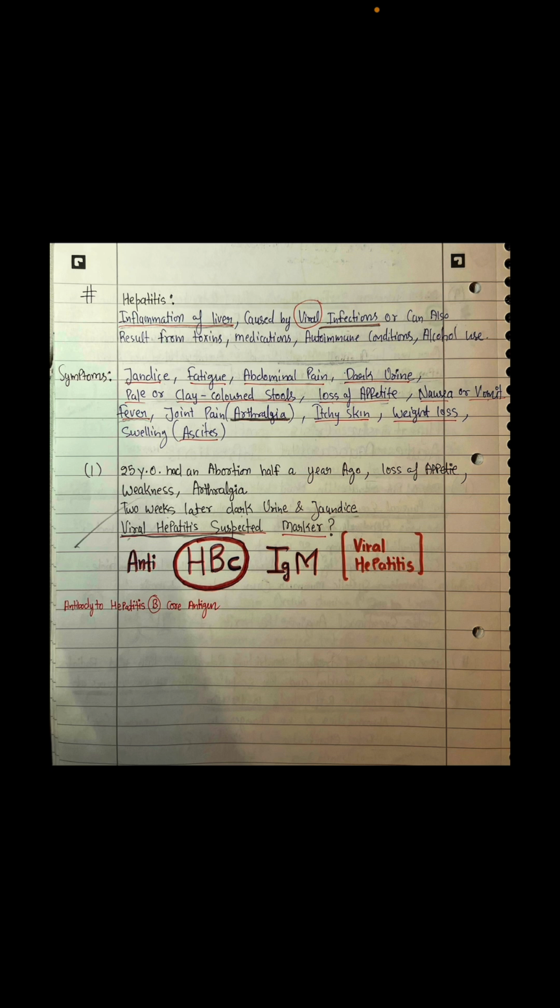There are four periods of hepatitis. First is the incubation period, then the prodromal period, third is the icteric period, and fourth is the recovery period. You do not have to remember these for the Krok exam, but you can remember the symptoms which I have written here. Just so you know, there are four periods of hepatitis.